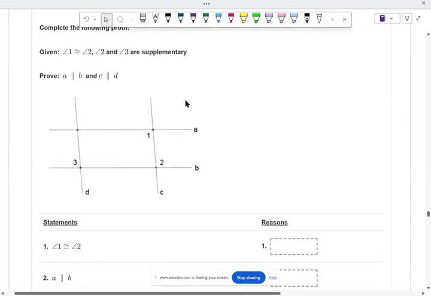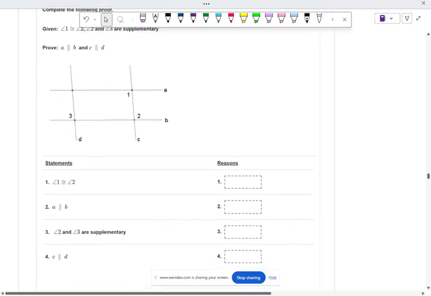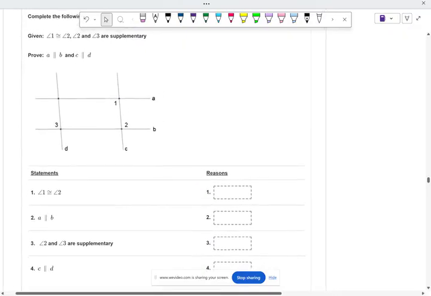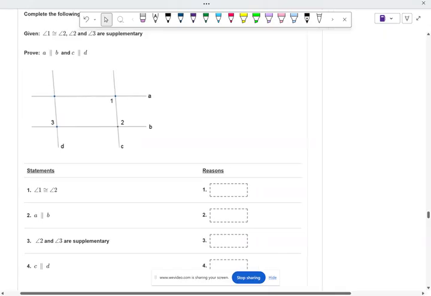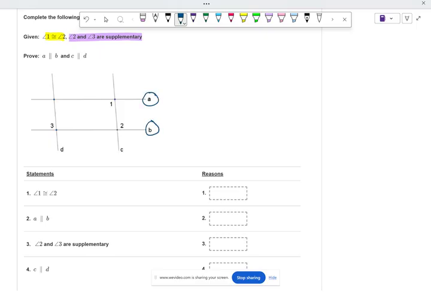All right. Let me get this so we can see the proof and the diagram. All right, let's start by reading the given. Given angle 1 is congruent to angle 2. And angle 2 and angle 3 are supplementary. We have to prove that line A is parallel to line B and line C is parallel to line D.